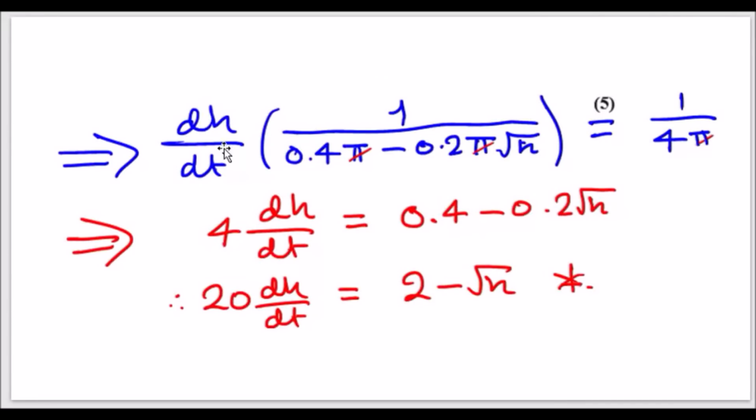Okay, so dh over dt times 1 over the sum of the rate of change equals 1 over 4 pi. Now all I did here is firstly cancel the pi's because they're everywhere and you can cancel them out. And then I just times 4 across, and I times these lot across as well. So this term goes on the right hand side and 4 goes there.